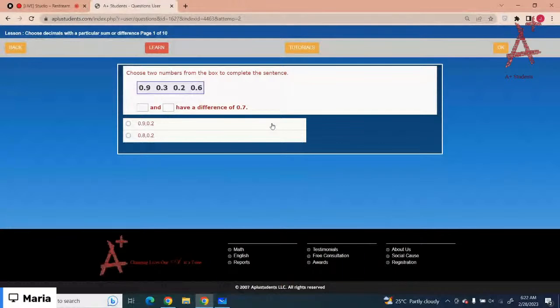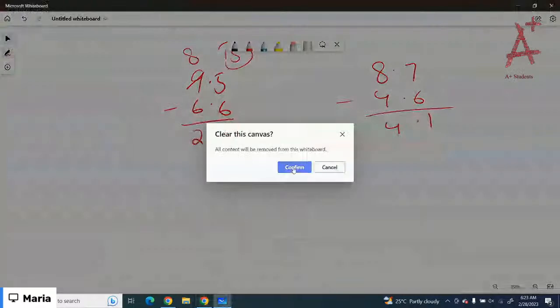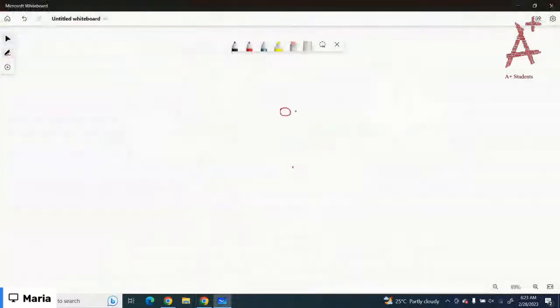Like either they can be 0.9, 0.3, 0.2. So you have to select from these numbers. So which two numbers have a difference of 0.7? You can check the options. Got it? 0.9 and 0.2. Let's see if their difference is 0.7, just subtract them. That is the easiest way to check the options.